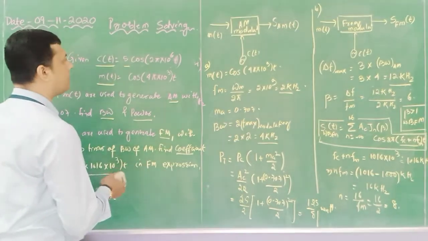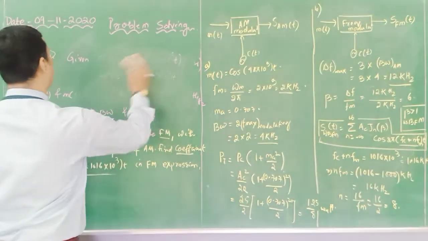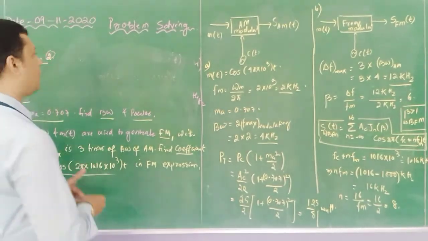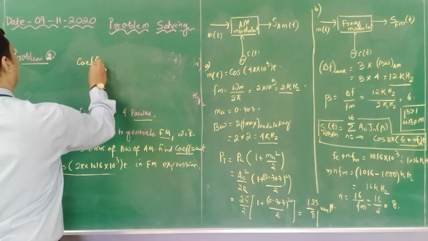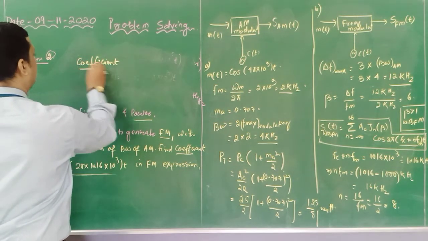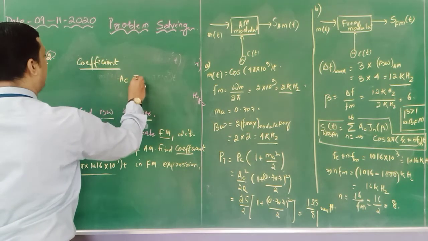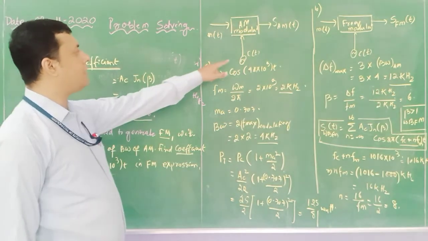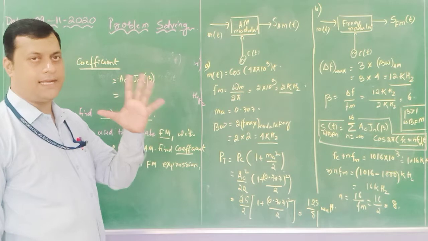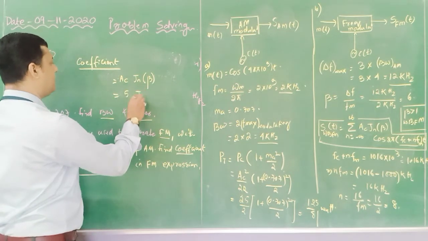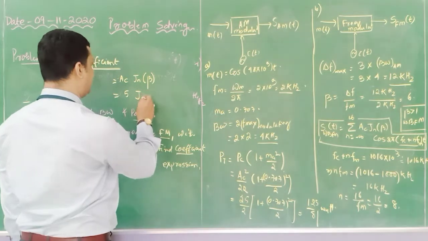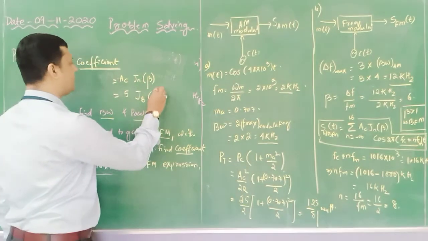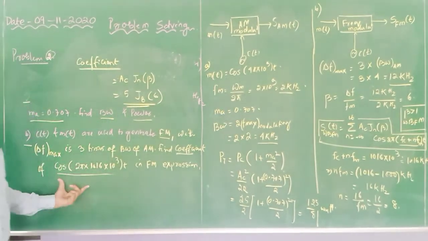Now here n equals 8. So how do I write the coefficient? The coefficient is Ac Jn of beta. Ac is how much? What is the amplitude of your carrier? The amplitude of the carrier is 5, so I have written 5. What is the value of n? n is 8, which I have also written. What is the value of beta? The beta value is 6. So this is the coefficient for this particular term.